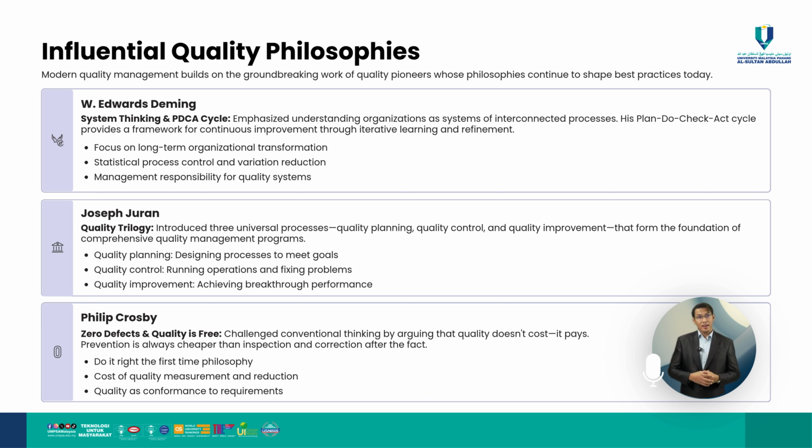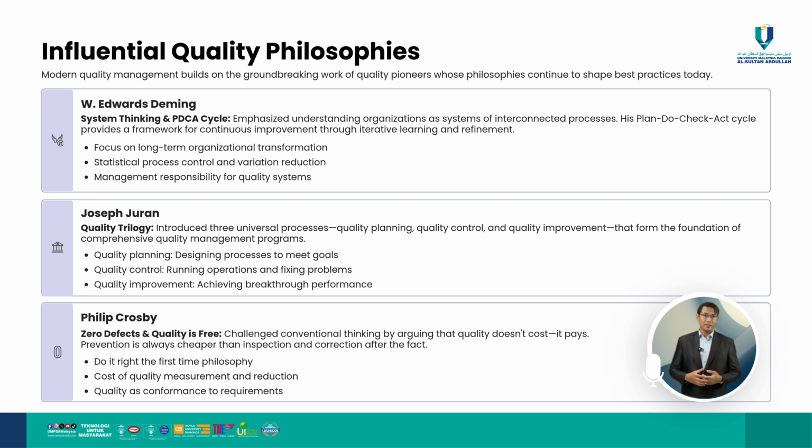Our understanding of quality has been shaped by influential thinkers. Deming stressed the importance of systems thinking and the Plan, Do, Check, Act cycle. Juran emphasized the quality trilogy for planning, control, and improvement. Crosby highlighted the idea of zero defects and argued that quality is free because it costs less to do things right the first time than to fix them later.